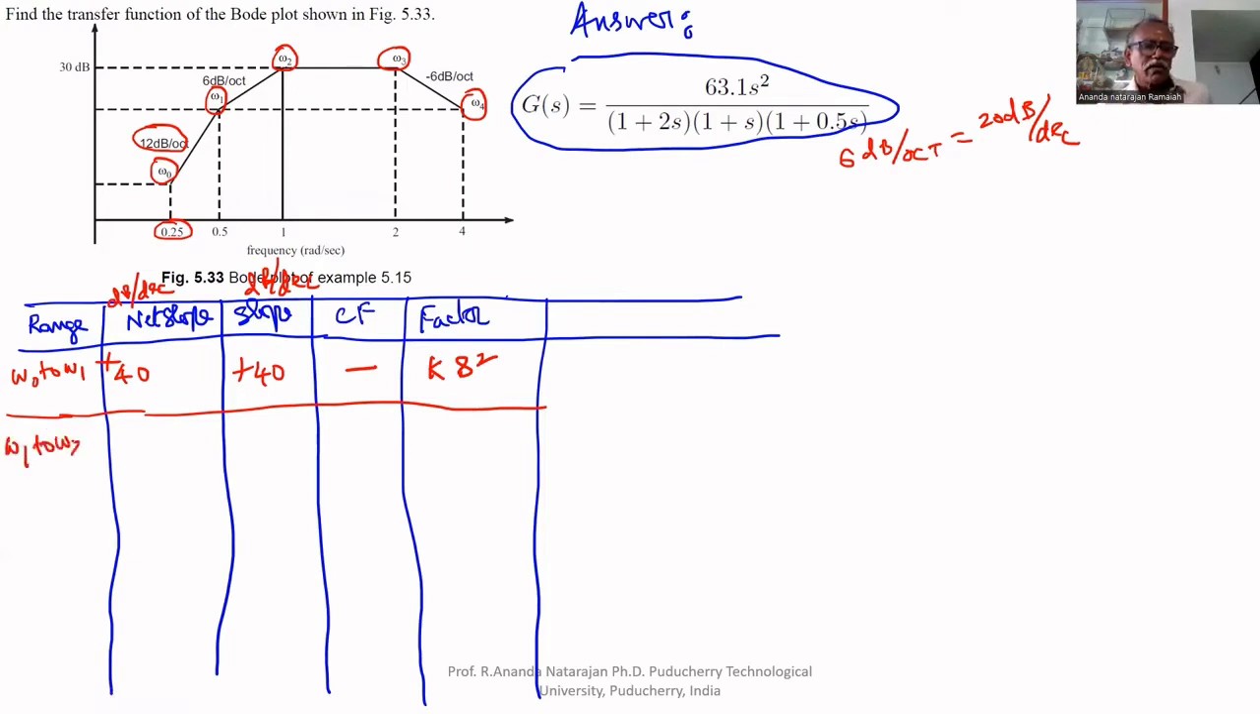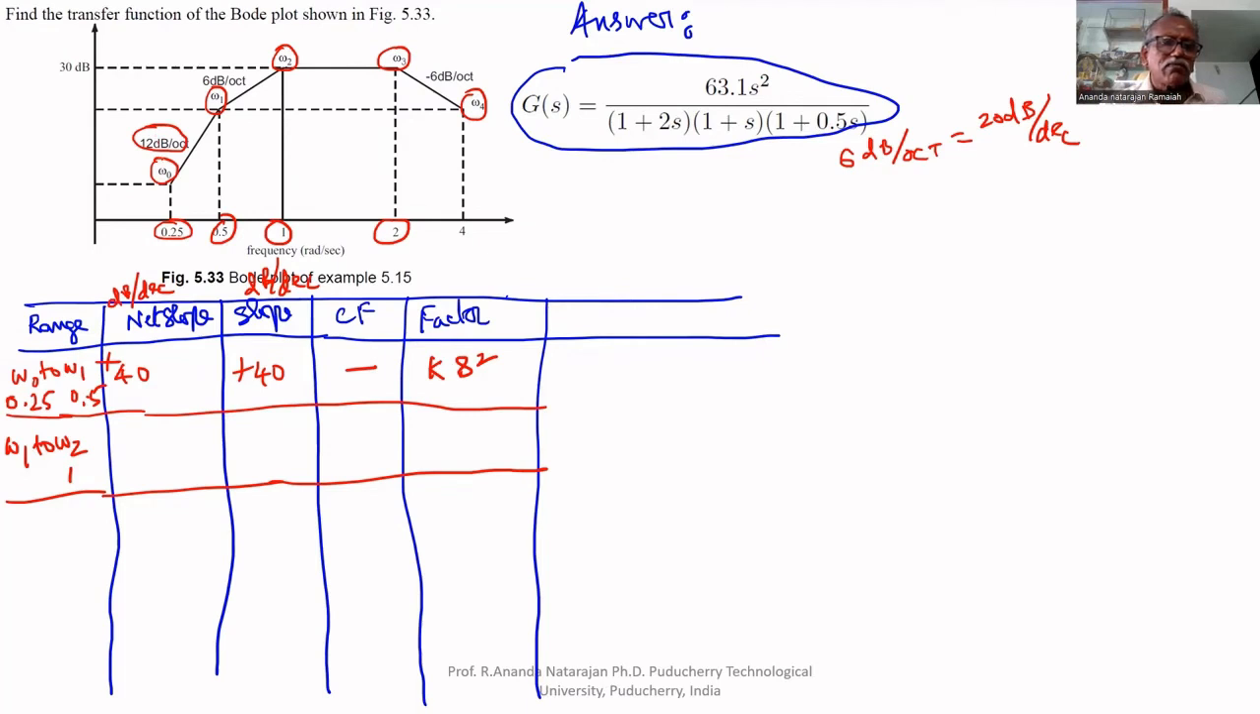Then omega 1 to omega 2. Omega naught is given as 0.25, and omega 1 is given as 0.5. Omega 2 is given as 1. Omega 3 is given as 2. So omega 1 is 0.5, omega 2 is 1, omega 3 is 2. So what is the slope?